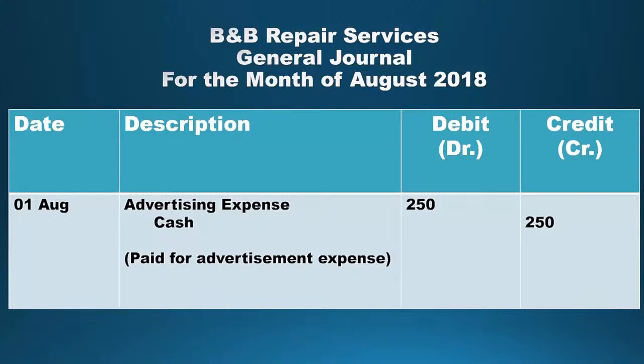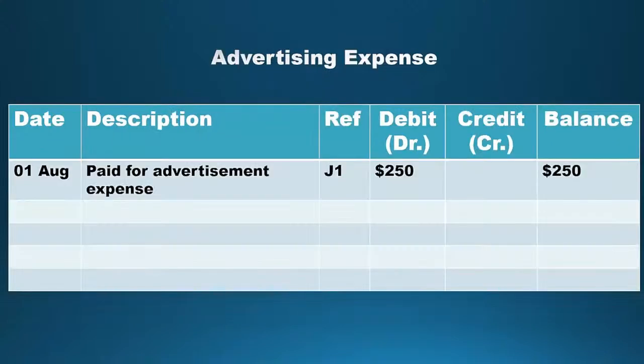Posting to the advertising expense ledger. 1. Date. Write the date of the transaction, August 1. 2. Narrative. Add the narrative, paid for advertisement expense. This explains what happened. 3. Reference. Include the journal reference, J1, meaning this transaction came from the first page of the journal. 4. Amount. Enter the amount $250 in the debit column because expenses increase on the debit side.